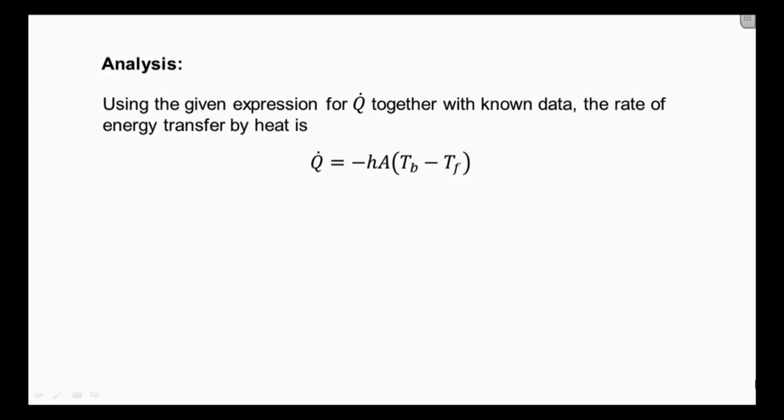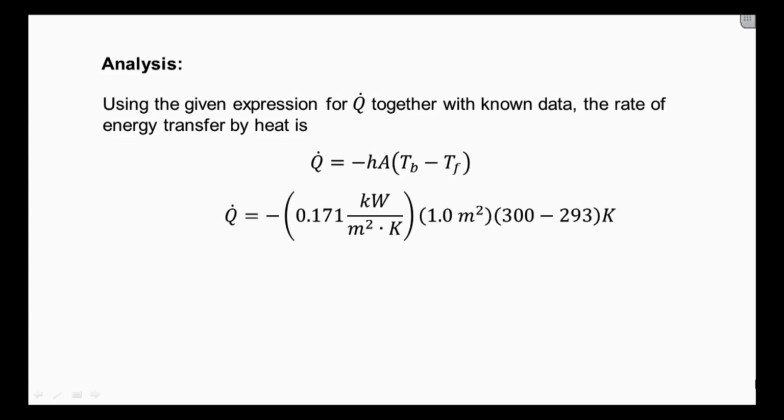Having completed all the required initial steps for our problem solution, let's develop the analysis. Using the given expression for Q dot, the rate of energy transfer by heat, Q dot is equal to minus hA times (TB minus TF). After substituting the known numerical values for the parameters, we obtain a heat transfer rate of Q dot equal to minus 1.2 kilowatt. This is the first answer we were seeking.